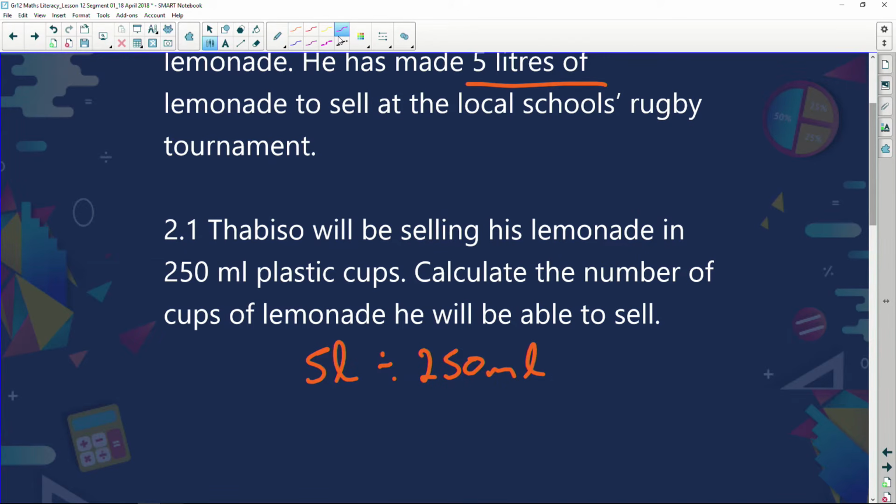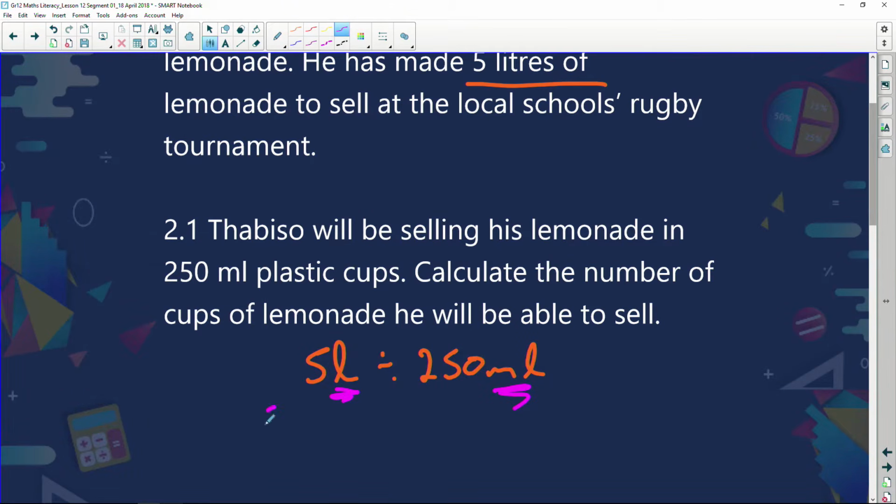Now, folks, we've got a problem, and we've discussed this problem before. I've got liters and I've got milliliters. I cannot have different units when I'm dividing or multiplying or adding or subtracting. Get the units to be the same. So either I'm going to change this 5 liters into milliliters, or I'm going to change the 250 milliliters into liters. I think I'm going to go the milliliter route.